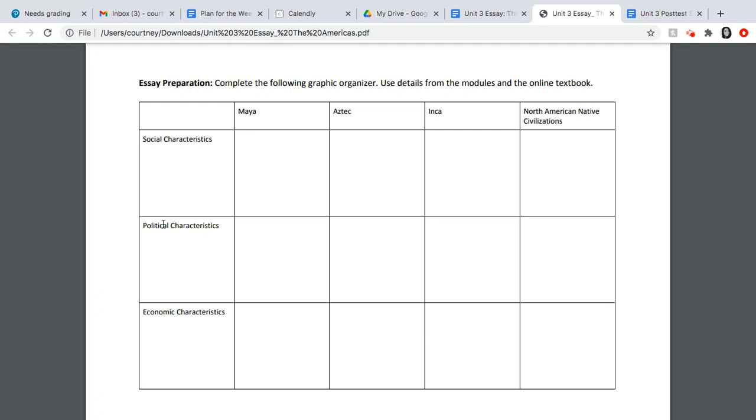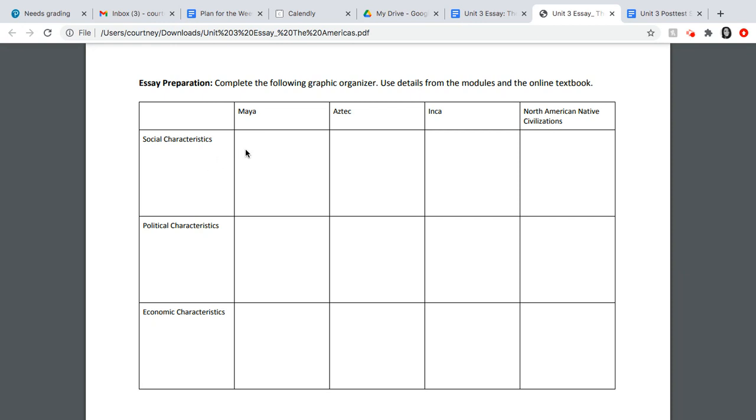Political characteristics: how's the government run? Were the civilizations their own separate city-states that worked together? Who was in charge of the civilization? Things like that. And pretty much everything else could go into social characteristics. So culture, language, things of that nature.